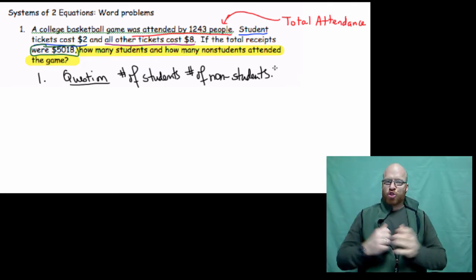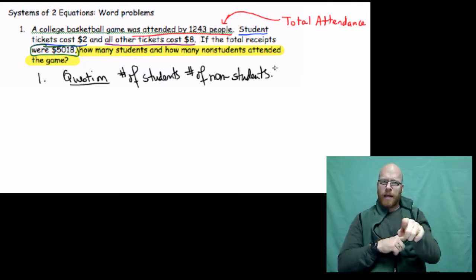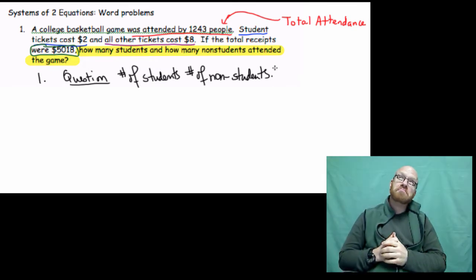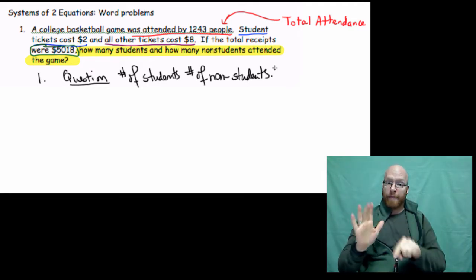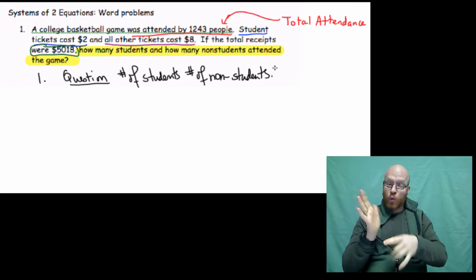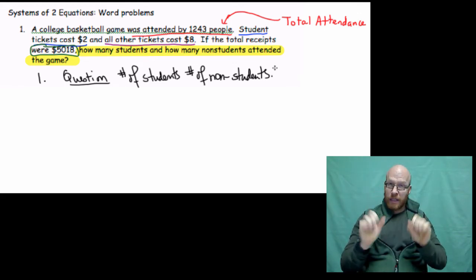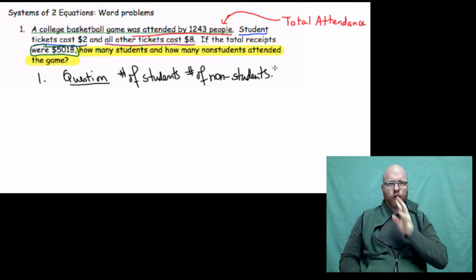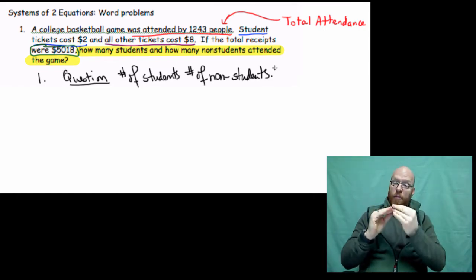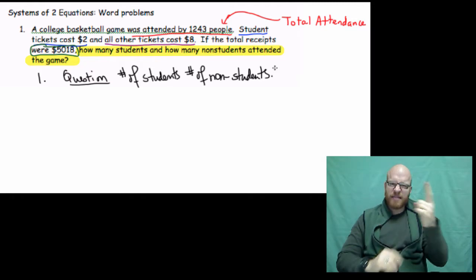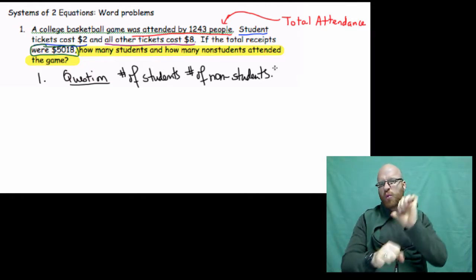Now on to our second step. Well, let's pause for a minute here. If you think about this, what are possible answers for how many students, how many non-students? Could we have a negative number of non-students or negative number of students? That's not possible. And we're talking about real people who are at the game. If we figure out the answer and get a negative answer, we should go back and check our work.